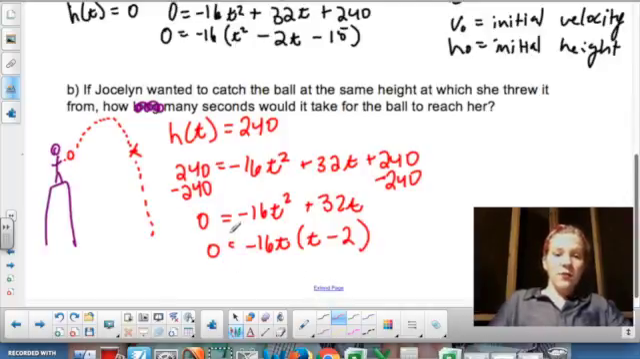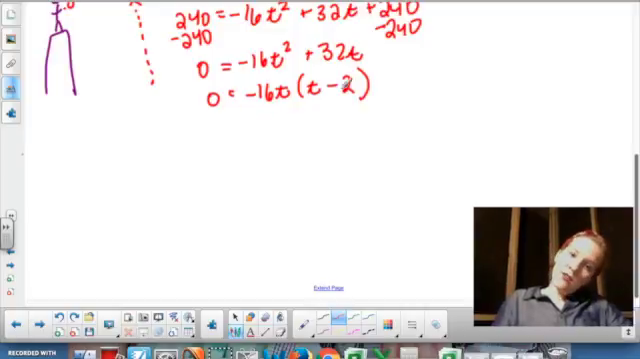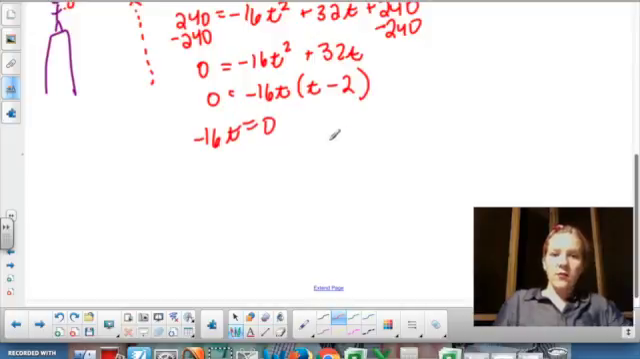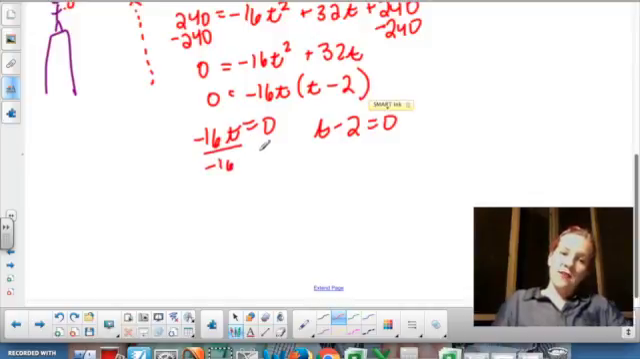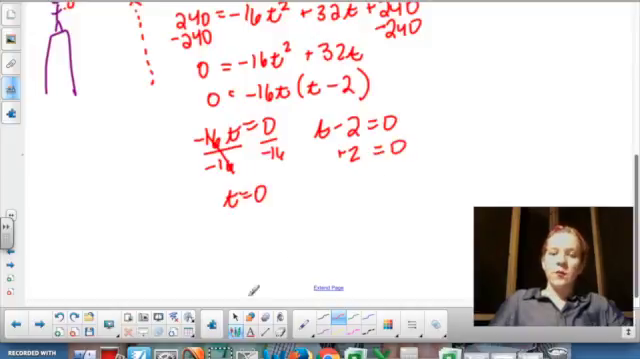All I've got to do is set each of these factors equal to 0. So negative 16t equals 0, and t minus 2 equals 0. I'm going to solve this by dividing by negative 16, which leaves me with t equals 0. And over here, I'm going to add 2 to both sides, which gives me t equals 2.